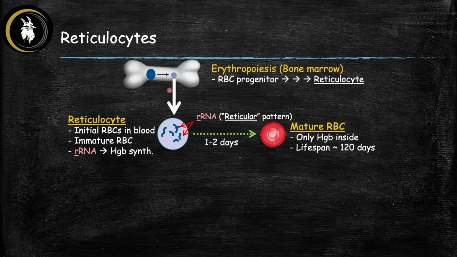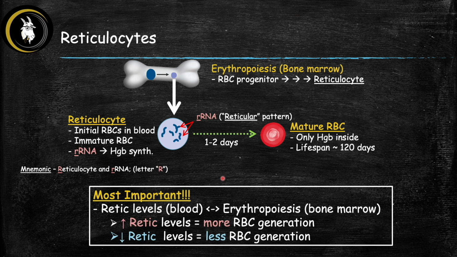And this version of the red blood cell that leaves the bone marrow and enters the blood is called a reticulocyte. So reticulocytes are the initial red blood cells that enter the blood from the bone marrow directly, and they're considered immature red blood cells because unlike mature red blood cells, which only contain hemoglobin and nothing else, reticulocytes also still contain a little bit of ribosomes and ribosomal RNA. After circulating in the blood for 1 to 2 days, they're going to lose this remaining ribosomal material. So they're now purely hemoglobin packed, and they've matured into the final red blood cell form, and they're going to circulate for their lifespan, which is about 120 days.